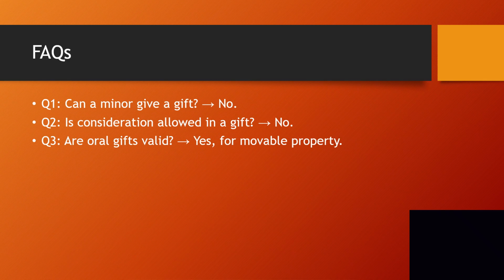I have added certain FAQs in the slide. Question number 1 stating that can a minor give a gift? That is absolutely not possible. Secondly, is consideration allowed in a gift? Absolutely no. Finally, are oral gifts valid? Completely yes. In cases for only movable property recognized by the TPA Act.